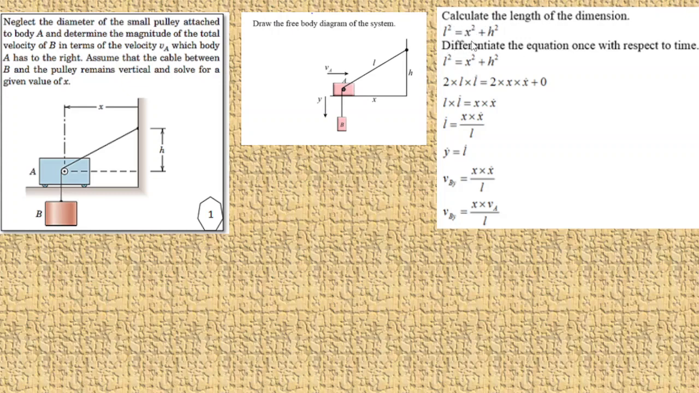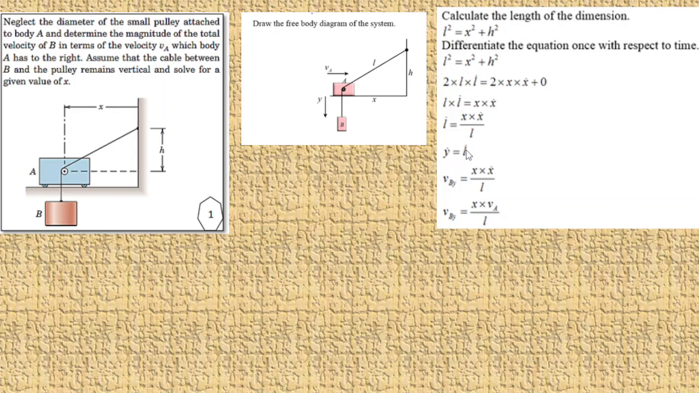We can use this and simply get the equation of L, which means L squared equals X squared plus H squared. Differentiating the equation once with respect to time, we get 2 times L L-dot equals 2 times X X-dot plus 0, which means the 2s cancel, and we get L times L-dot equals X times X-dot. From this we can get L-dot, which equals X times X-dot over L.